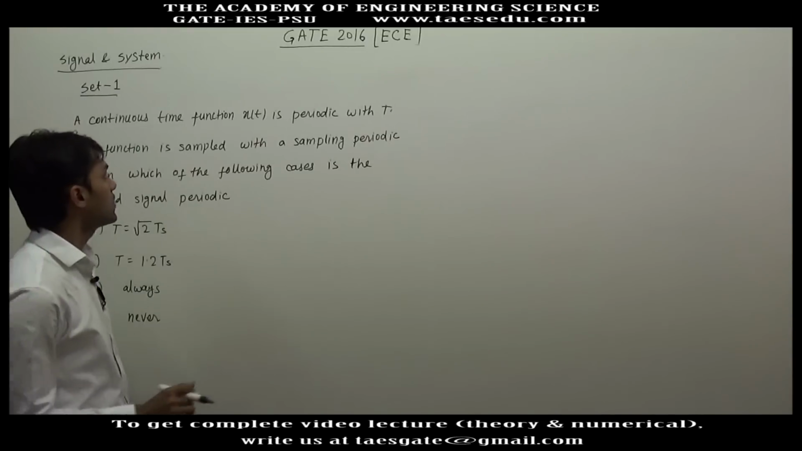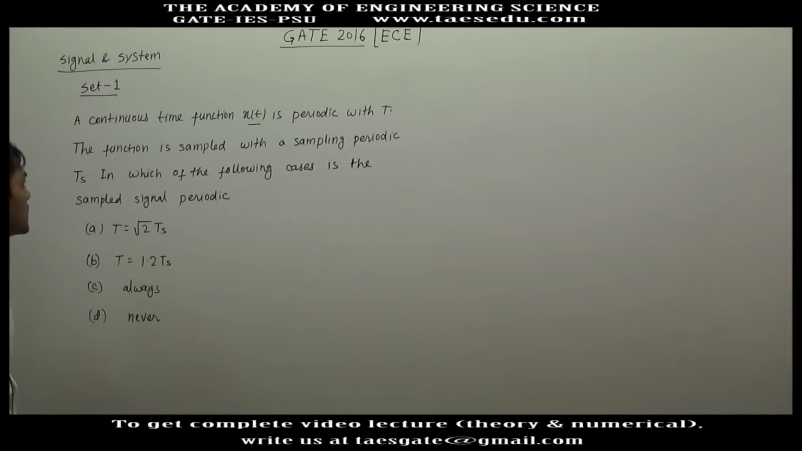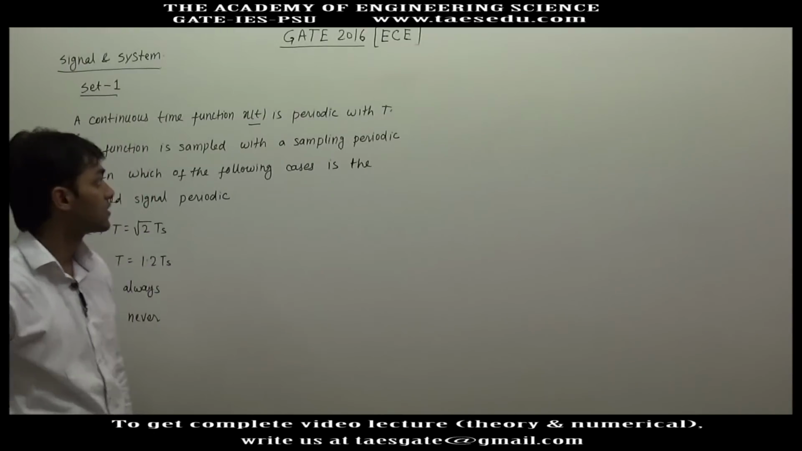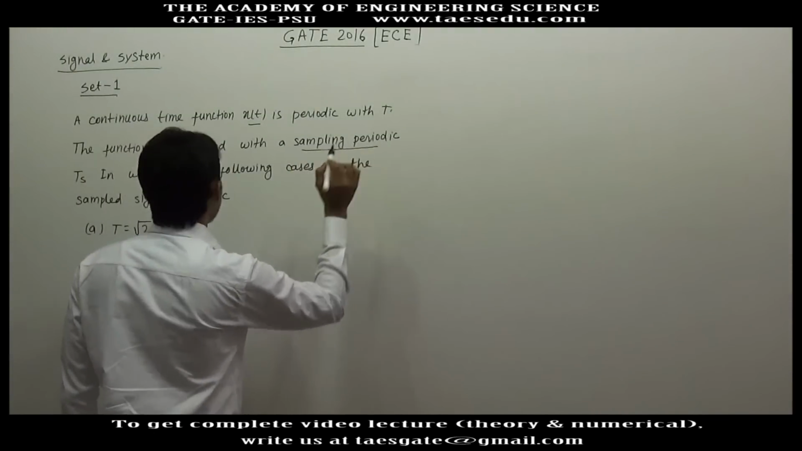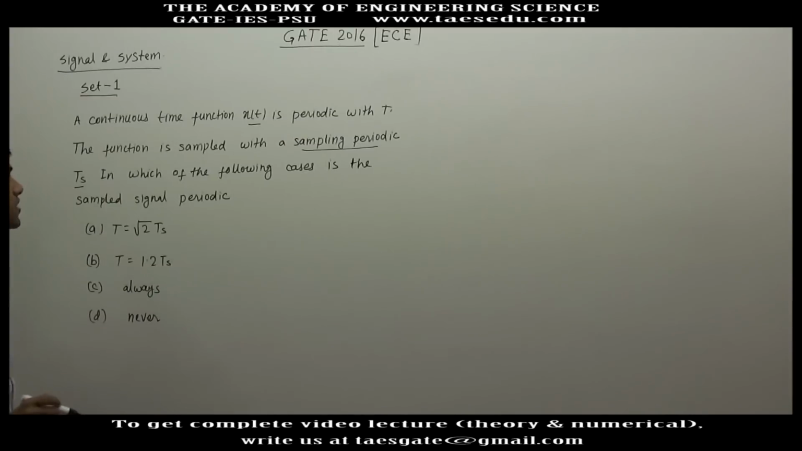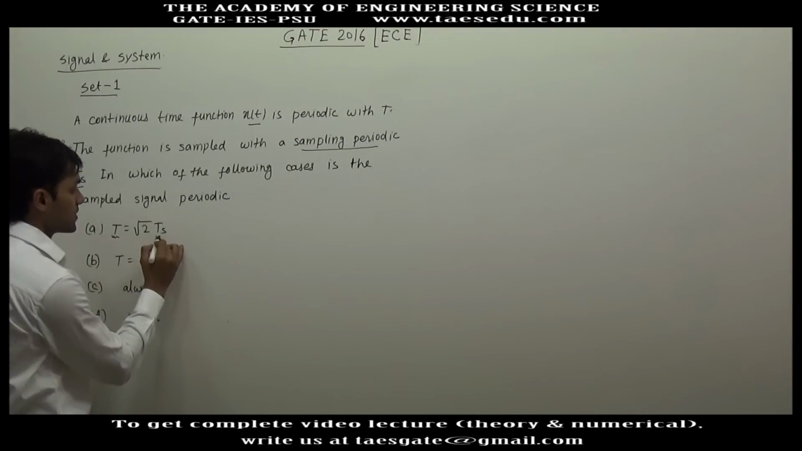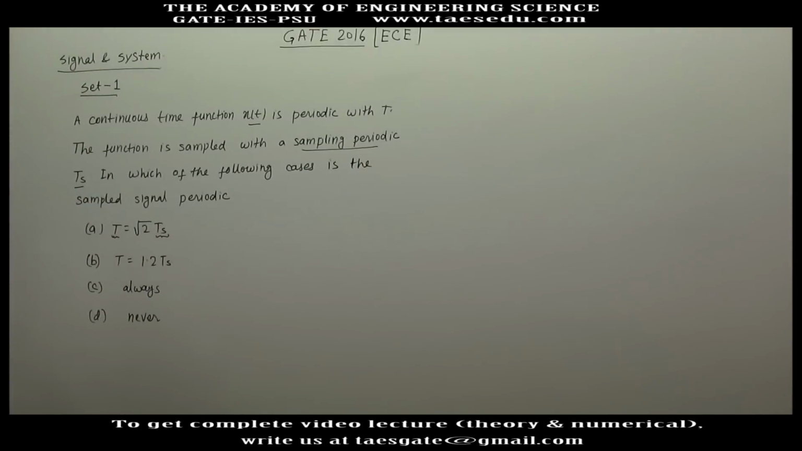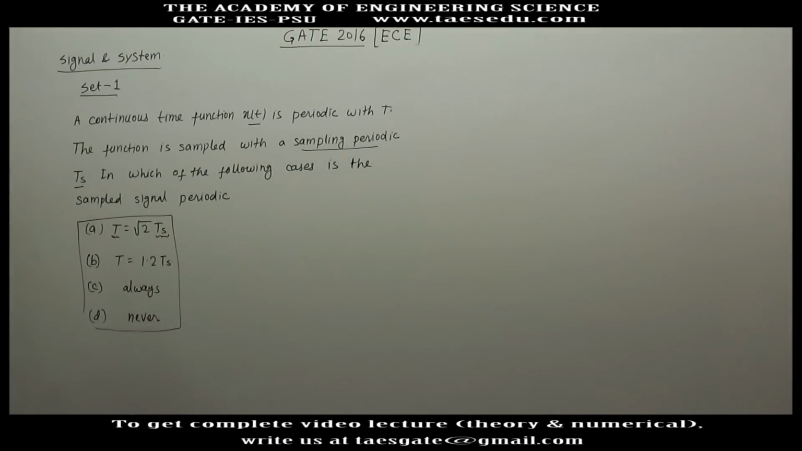Here we are given a continuous time function x(t), which is periodic with period T, and this function is sampled with a sampling period of Ts. In the options we have a relation between the time period of x(t) and the sampling period, and we have to find out in which of these four options the sampled signal will be periodic.